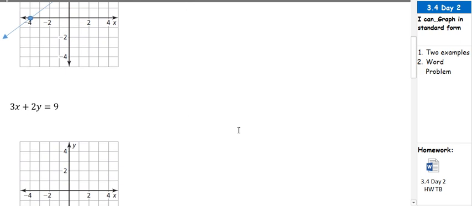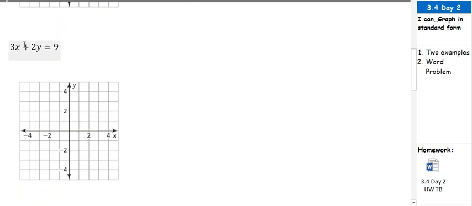Here's another example we're going to do together. This one is 3x plus 2y equals 9. This example is different because you kind of have to deal with some fractions. So that's why we're doing this one together. We will follow the same steps though. So first we're going to make y 0.